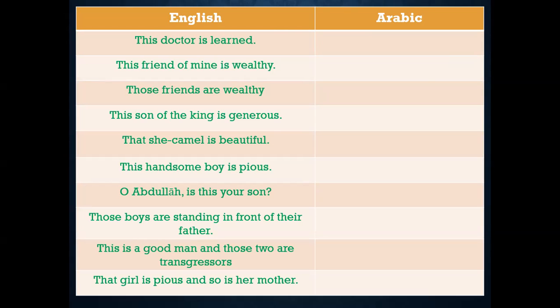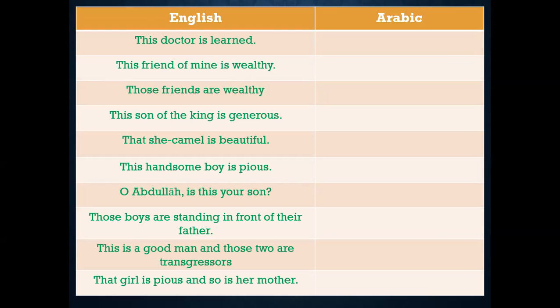Those boys are standing in front of their father. Those boys. أولئك الأولاد with al because it is مشار إليه. أولئك الأولاد coming after أولئك. Standing. قائمون in front of أمام. أبيهم مضاف مضاف إليه in front of their father. أبوهم أبيهم because it is مضاف of أمام. أبيهم مجرور. أمام أبيهم.